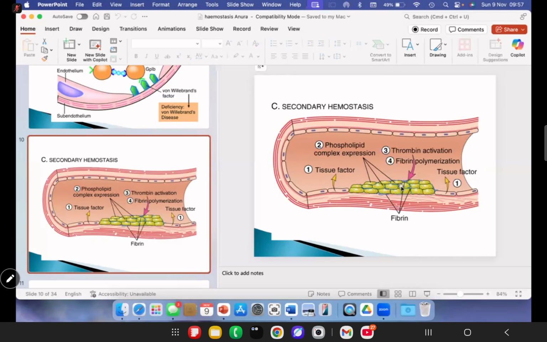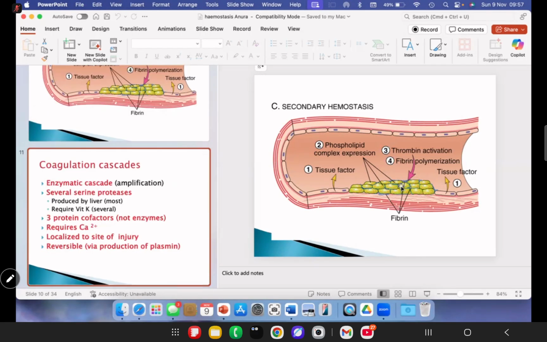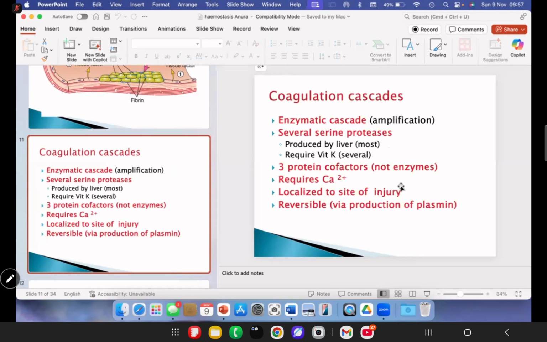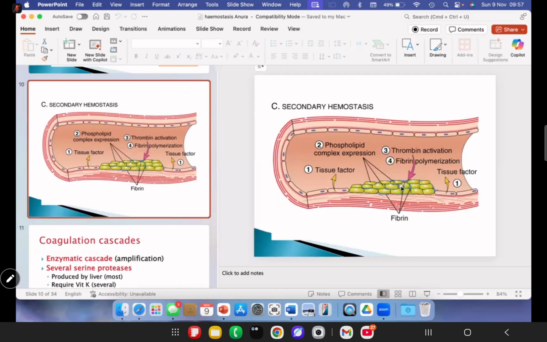First we said platelet plug formation. Now this is a clot formation. Okay, we will go back again to that coagulation cascade. With that process, we go to the actual coagulation cascade, right?